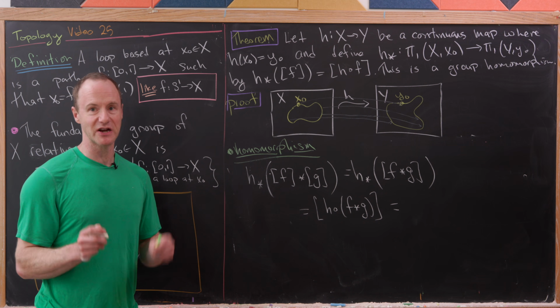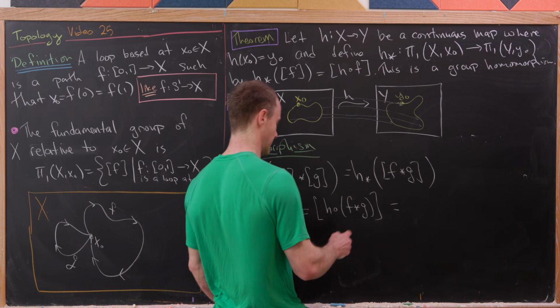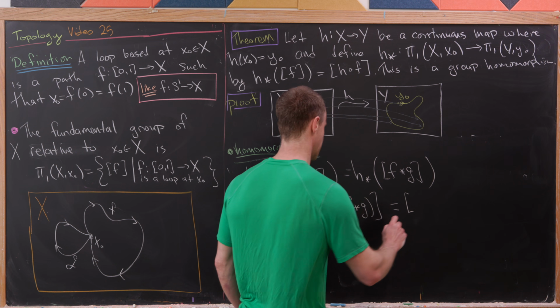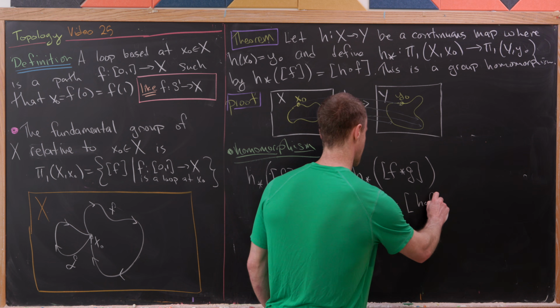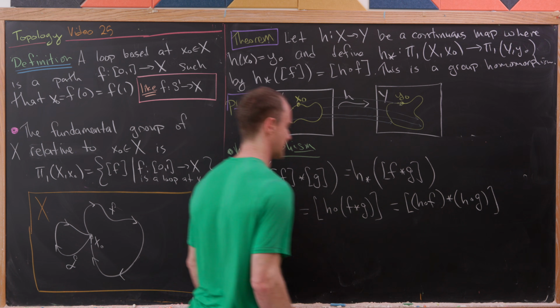I'm not going to check that. I'm actually going to leave that as a homework exercise. And that's going to give us the following. So this is going to be equal to H composed with F star H composed with G, like that.